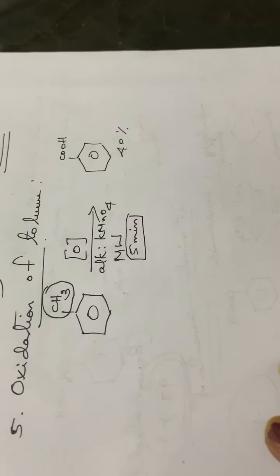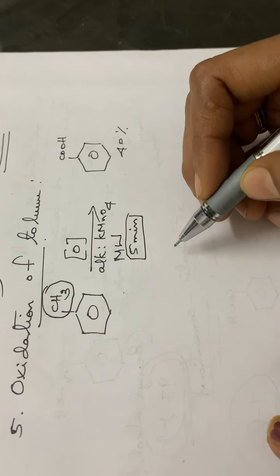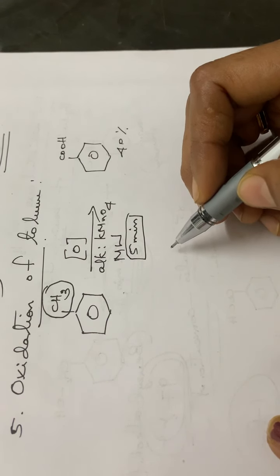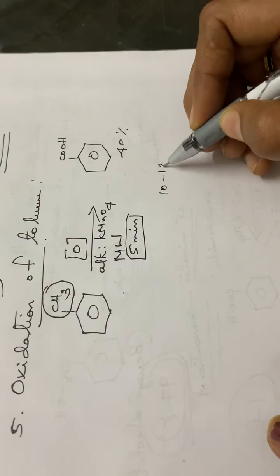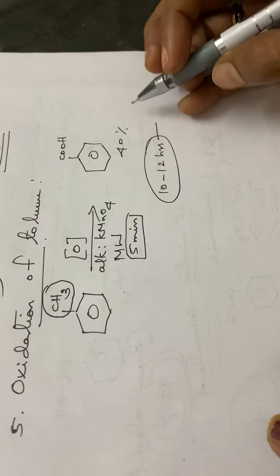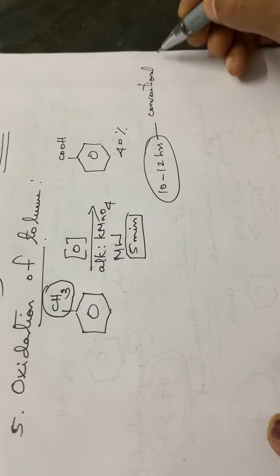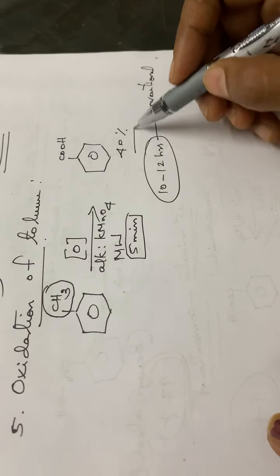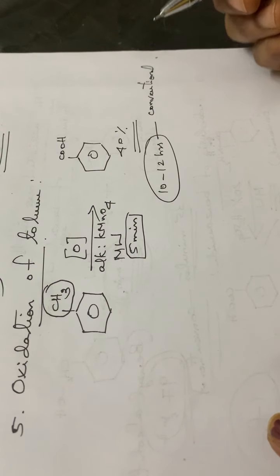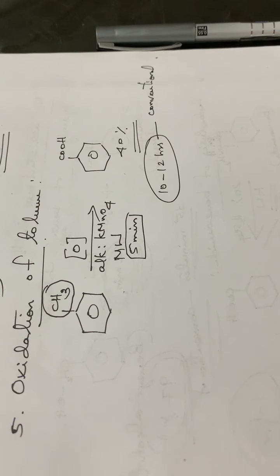Normally this oxidation takes place by refluxing using a water condenser, and it takes nearly 10 to 12 hours by normal methods of refluxing. By the conventional method it takes 10 to 12 hours, but here it takes only 5 minutes to yield 40% of the product. So these are some of the important microwave assisted organic syntheses using water.